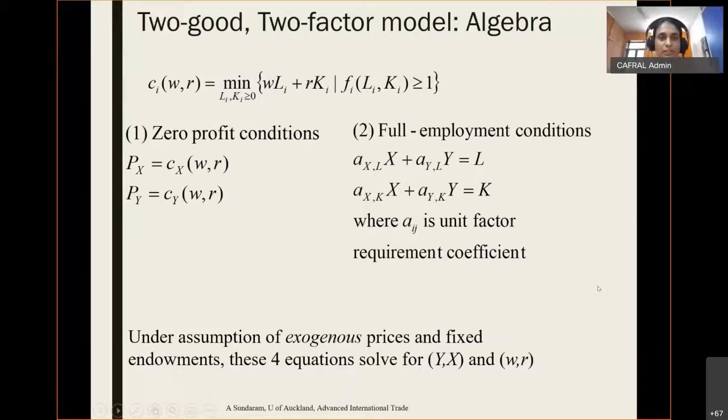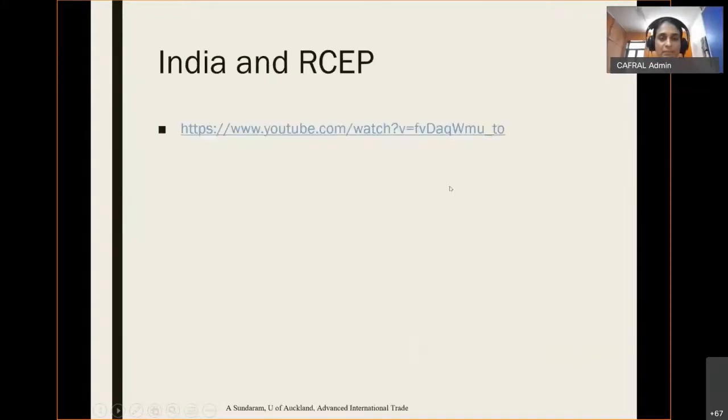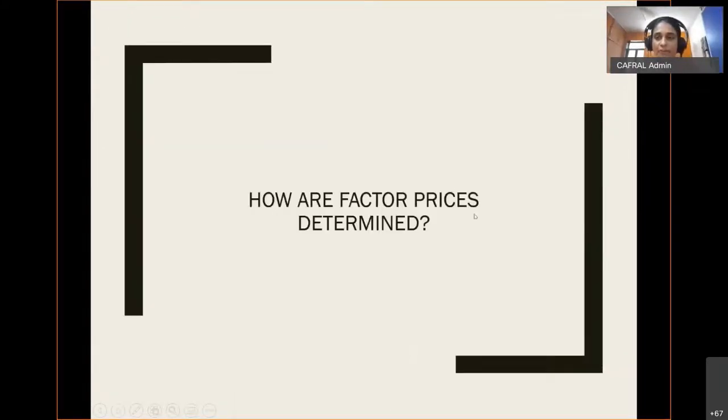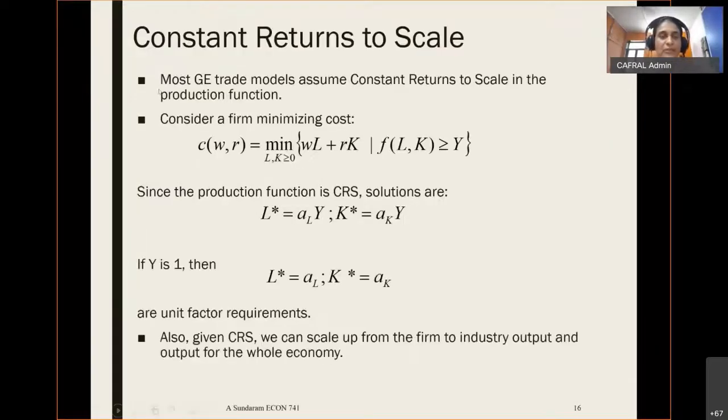So what we're going to do is set up, so we are going to talk about how factor prices are determined. That's going to take us to the Stolper-Samuelson theorem. We have constant returns to scale. Remember, this is still, as I said, a neoclassical model. How do these constant returns to scale models work?